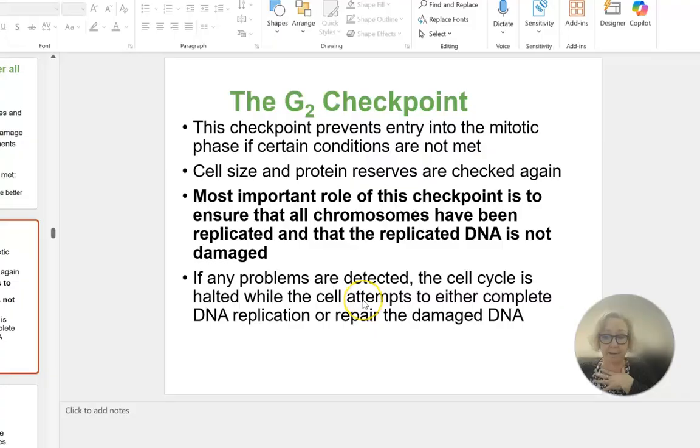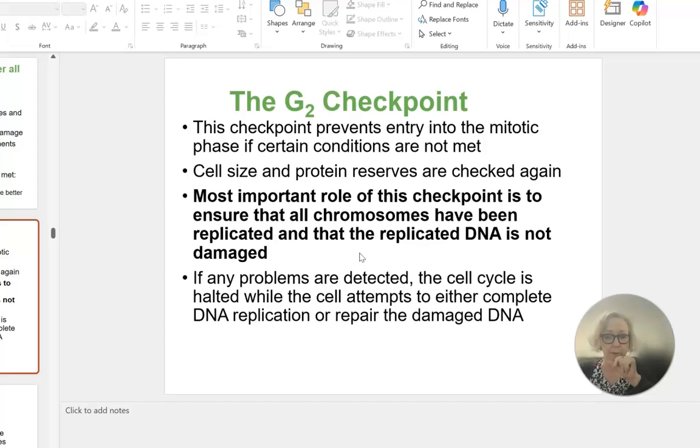Okay, so we've replicated our DNA. Now we have synthesized, so we've made it through G1, we've made it through synthesis, okay? And now we have this G2 checkpoint. We have duplicated DNA, we have the organelles that we need, theoretically. So this is going to prevent us entering mitosis if all of these conditions are not met. The most important role of this checkpoint is to ensure that all the chromosomes have been replicated and that replicated DNA is not damaged. So we're not going to go through mitosis if everything is not in order.